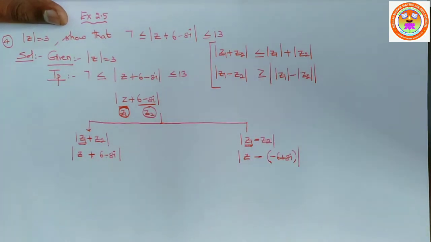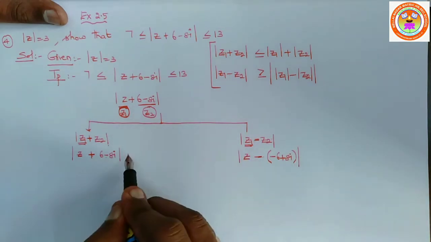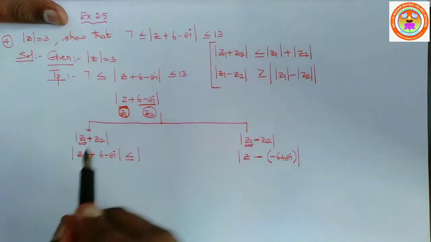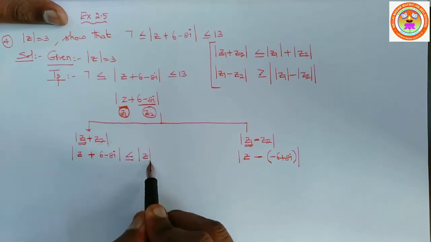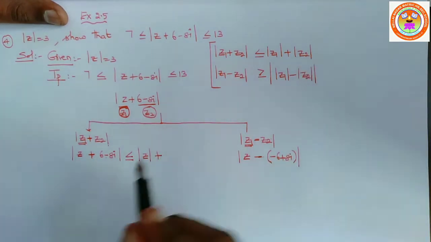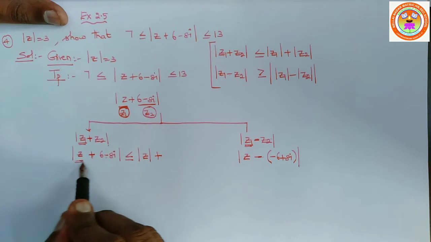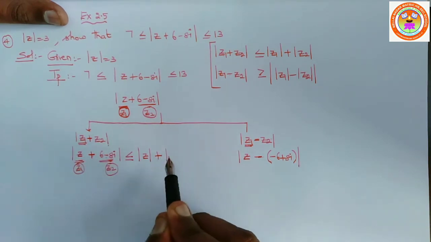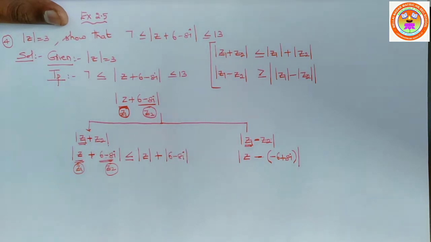Now I can apply the formula. How can I apply it? Less than or equal to modulus of z1, this is z1, no? So modulus of z plus modulus of z2, this is z2, no? So modulus of z plus modulus of 6 minus 8i, less than or equal to.